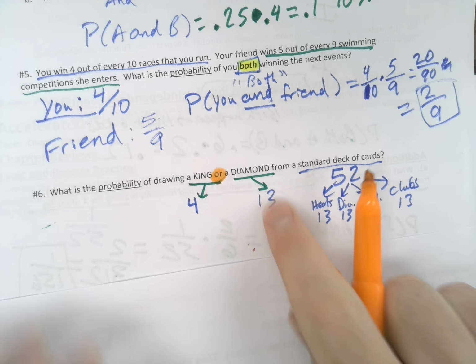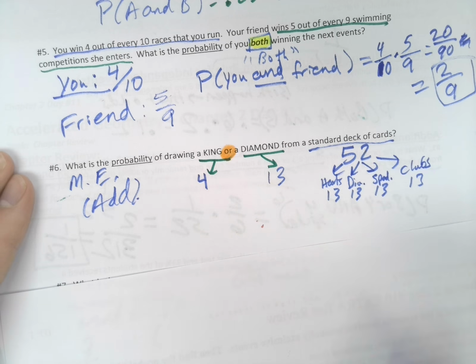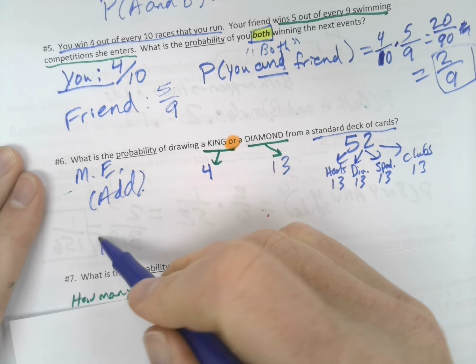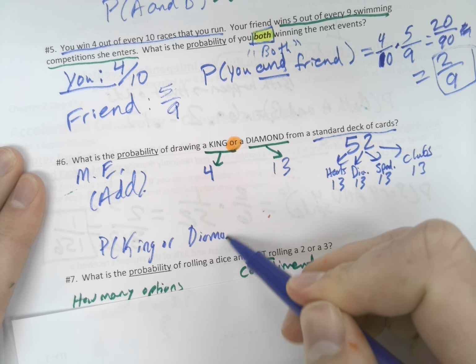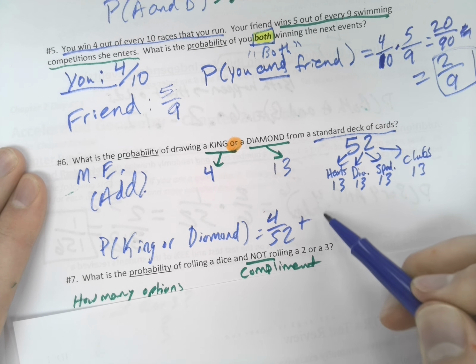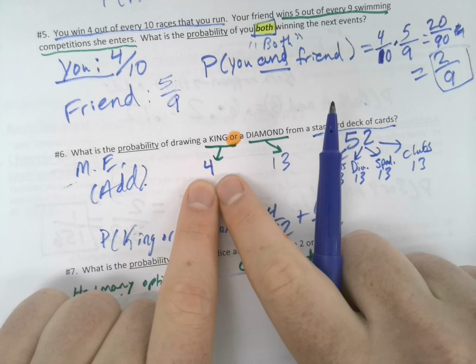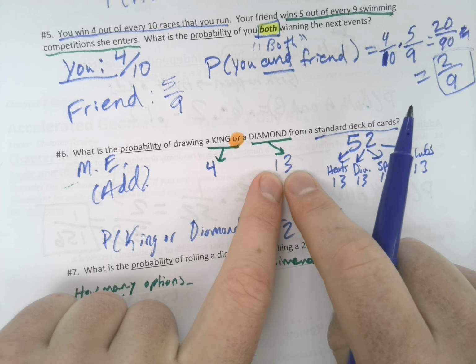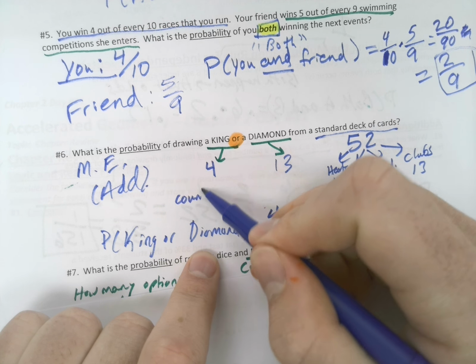Okay, so we're talking mutually exclusive. So we are going to add these probabilities. So what's the probability of getting a king or a diamond? So we go probability of king or diamond. We got 4 out of 52 plus 13 out of 52. Oh, shoot. Here's the thing, though. Do you think there could be a king of diamonds? Yes, there is.